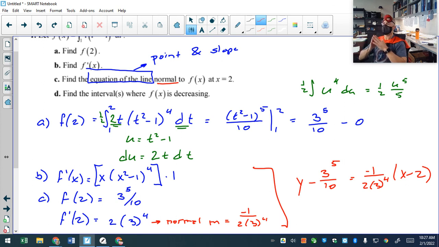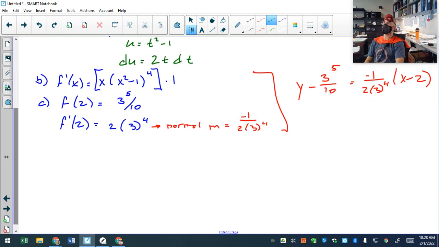Okay. All right. Now, blast from the past. Find where the function is decreasing. When does a function decrease? That also should conjure an immediate thought. When does a function decrease? Good. When your derivative is negative. We've got to figure out, how am I going to find when the derivative is negative?